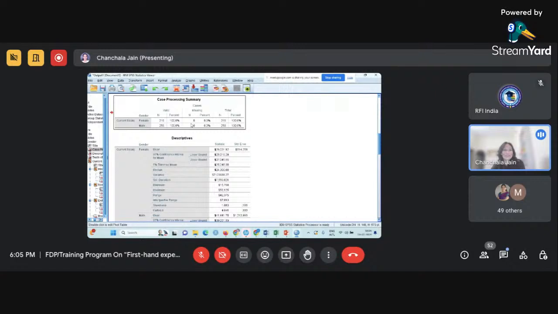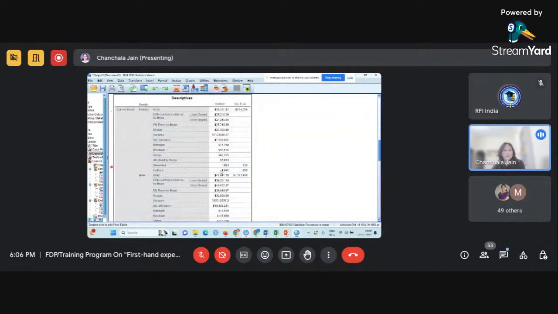The first table is the case processing summary table. Here we can see for the current salary, this is our numeric or continuous variable. Gender is a categorical variable with two categories, female and male. Total of the female is 216. Total of the male is 258. So there is no missing value in the data. So the total is the same as the sample size.